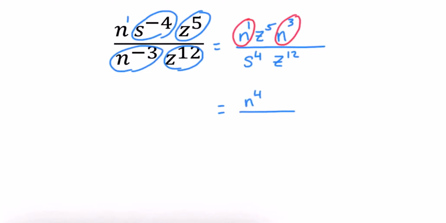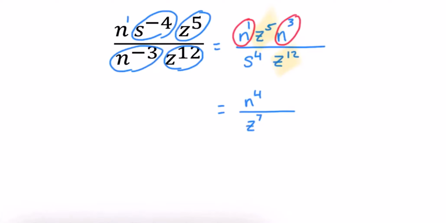And then we have z to the 5th, z to the 12th is a division. So we need to subtract the exponent. Take the larger exponent minus the smaller exponent. The remaining will be where the large exponent is at. So 12 is bigger than 5. So 12 minus 5 gives us 7. Z to the 12th is bigger, so the remaining will be on the bottom. So z to the 7th is on the bottom.